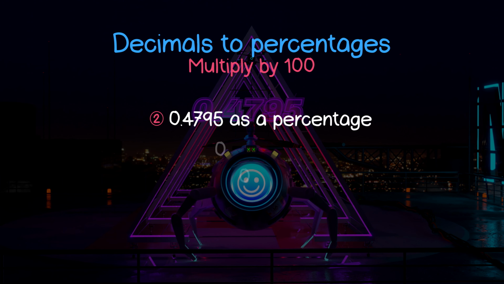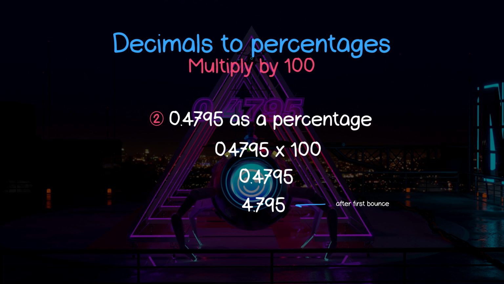0.4795 as a percentage. Moving our decimal once, and we get 4.795. Once more, and we have 47.95%.